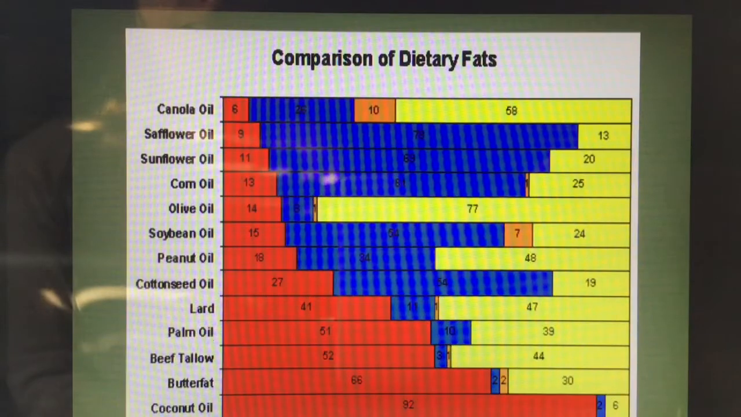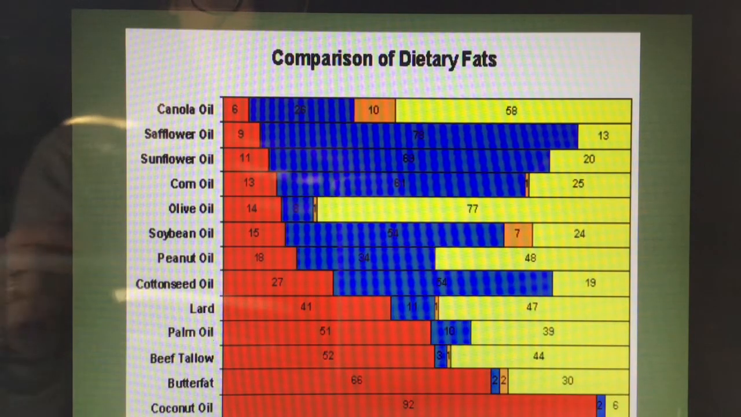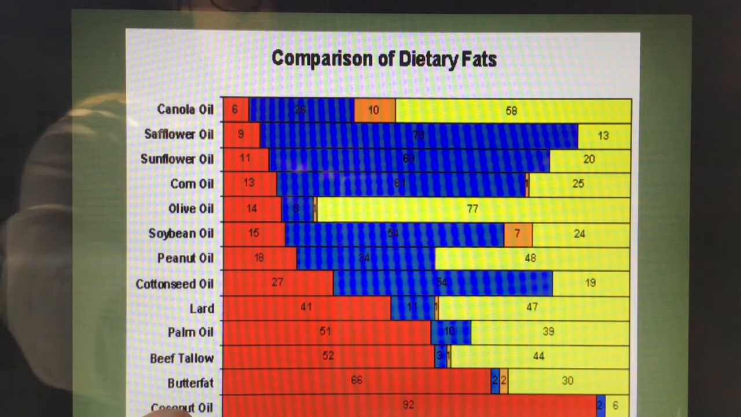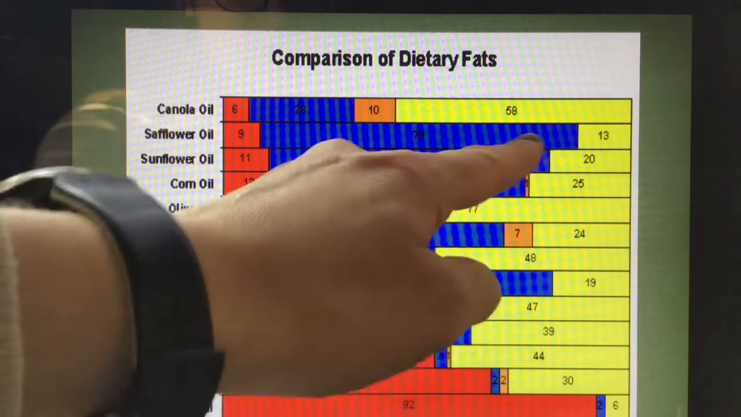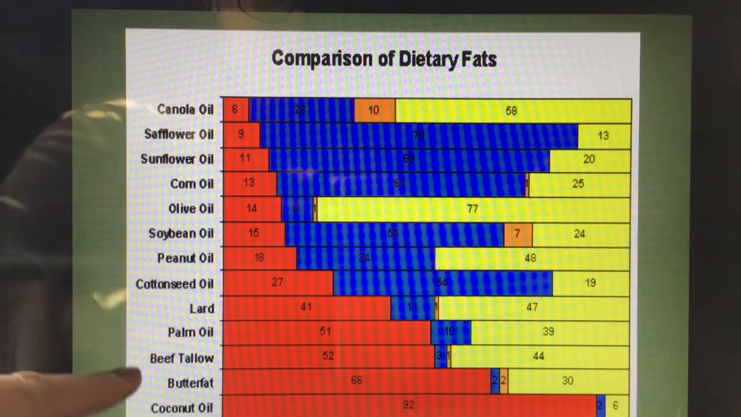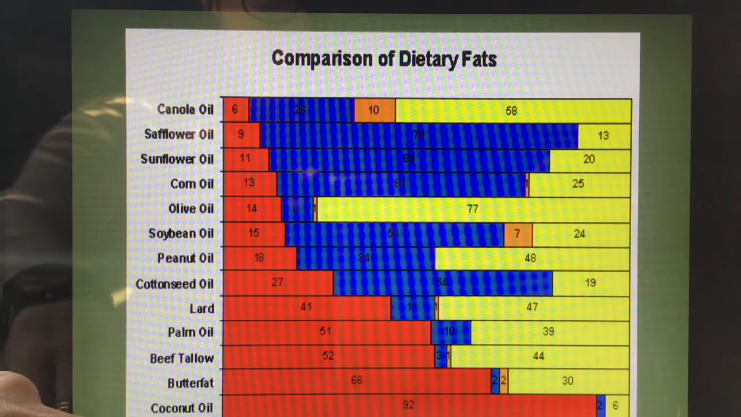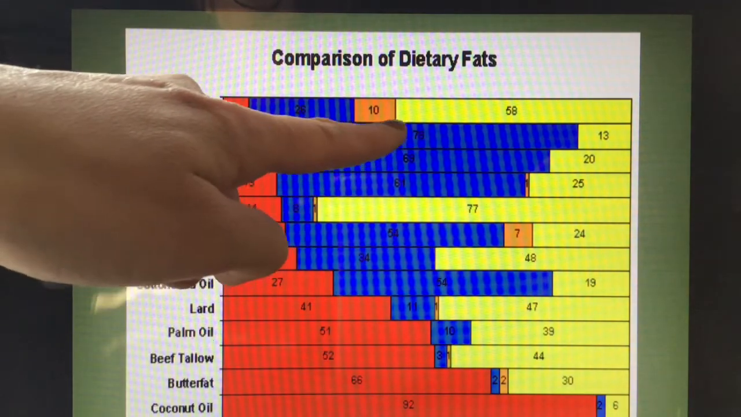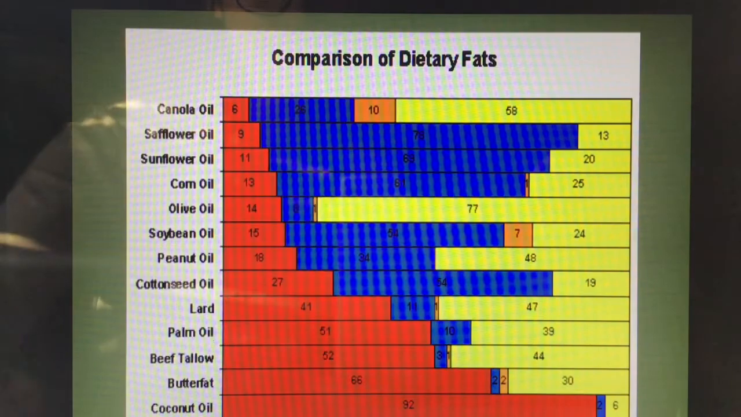And here's another graph showing different types of oils and the distribution of saturated fats, linoleic acid, alpha-linolenic acid and monounsaturated fat. So saturated fat is red, so we can see that you're going to have the most saturated fat in coconut oil. And monounsaturated is yellow, so the least amount of saturated fat is in canola oil, safflower and sunflower oil.